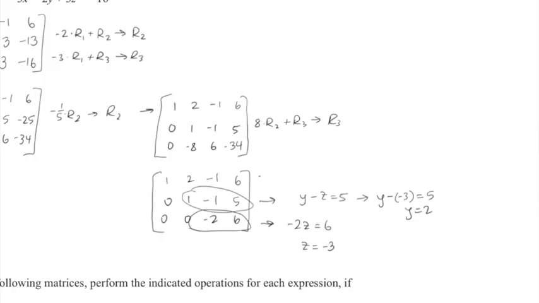And now that top row is the equation x plus 2y minus z equals 6, which we can turn into x plus 2 times y minus z equals 6. So this is 4 plus 3, that's 7. X plus 7 equals 6, which means x equals negative 1.